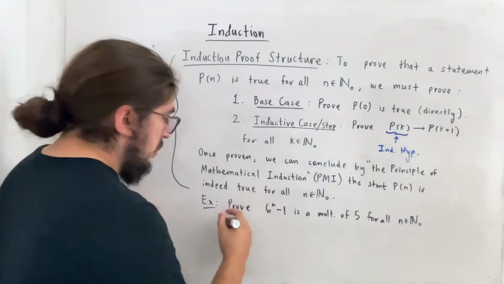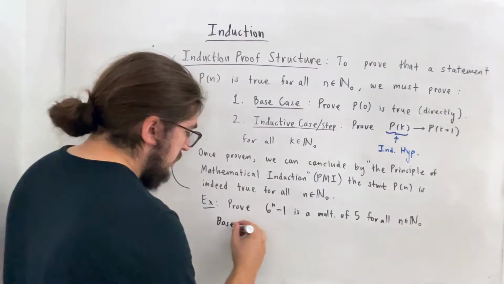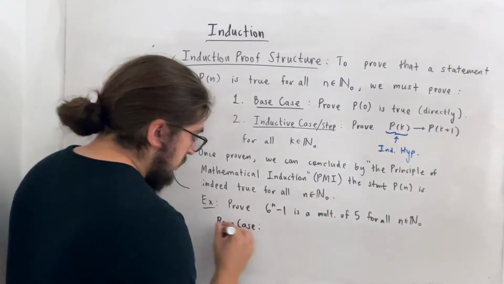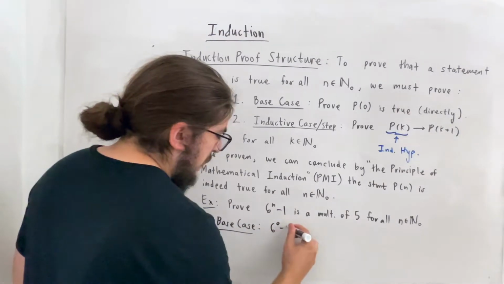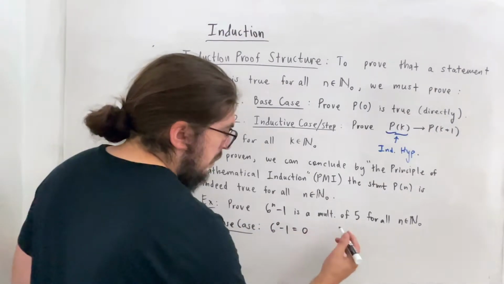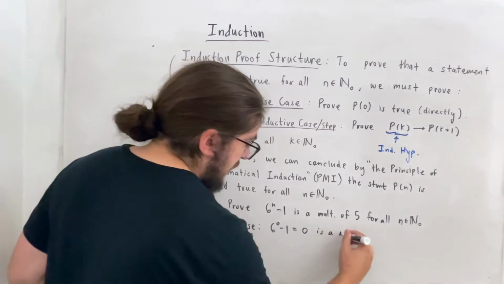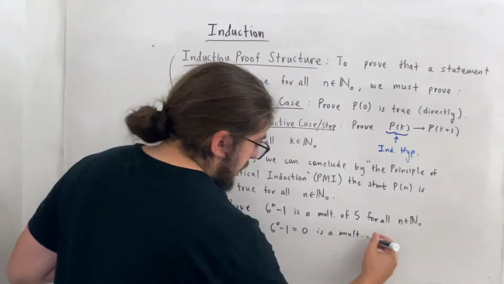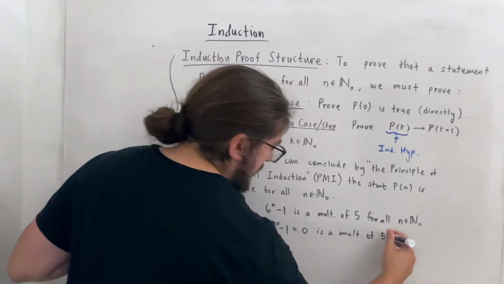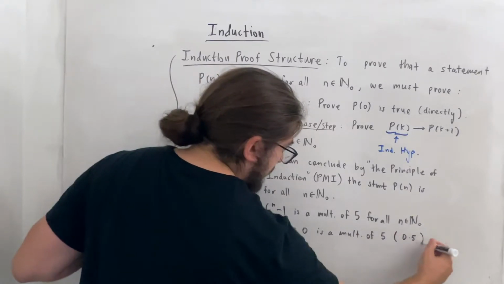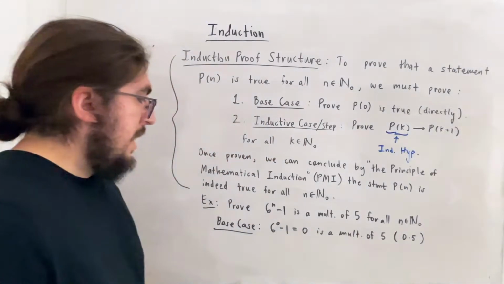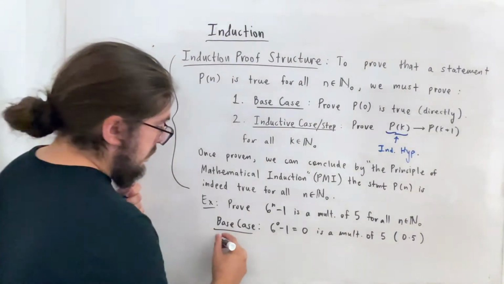So the first thing here to notice is that the base case is indeed true. So 6 to the 0 minus 1 is 1 minus 1, which is 0, and 0 is a multiple of 5, technically. It's 0 times 5. Okay.